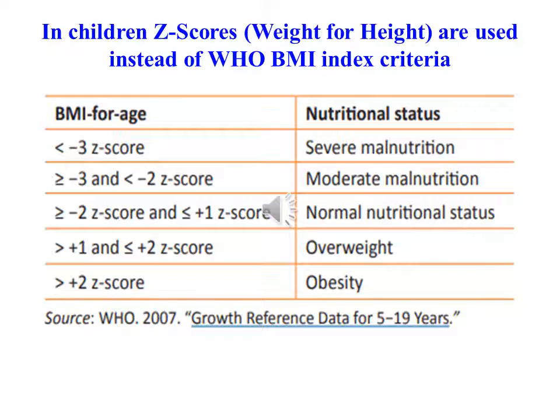This slide is very important, and it is showing Z scores, weight for height, on one side, and the classification of nutritional status on the basis of BMI. As we know, for children, BMI cannot be measured, so we refer to the Z scores in place of BMI. For severe malnutrition there is a cutoff. If you have a Z score of weight for height of less than -3, like -3.5 or -3.1, the child is severely malnourished.